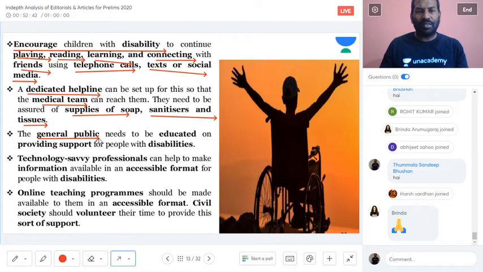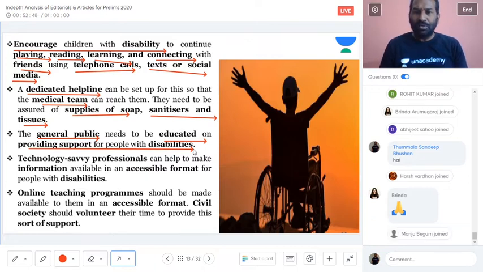And then the general public needs to be educated and provide support for people with disability. That is what I was talking about. You and me as individuals, as responsible citizens, also should take an initiative to support or to help the persons with disabilities.